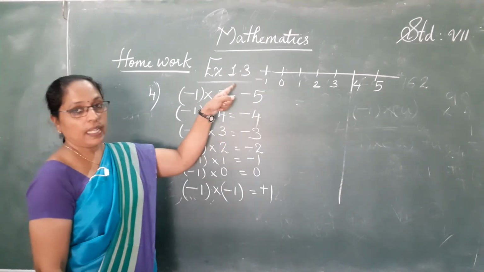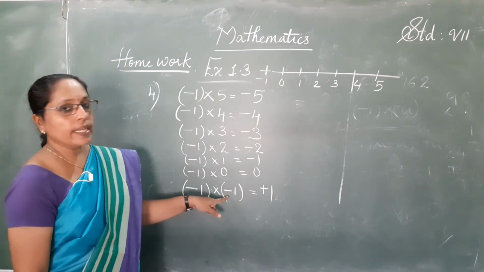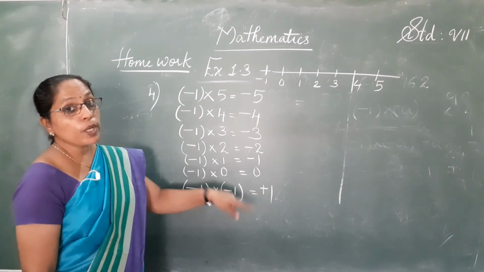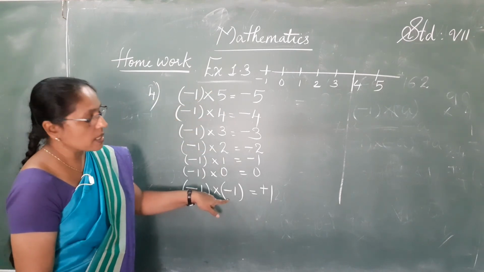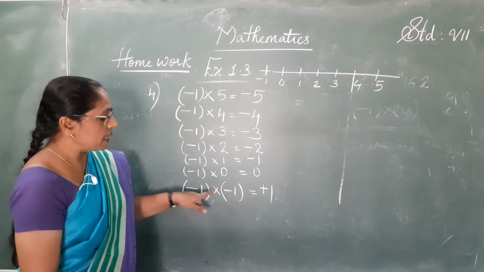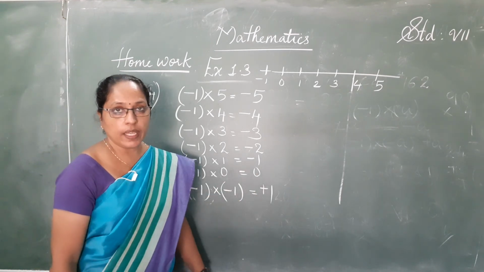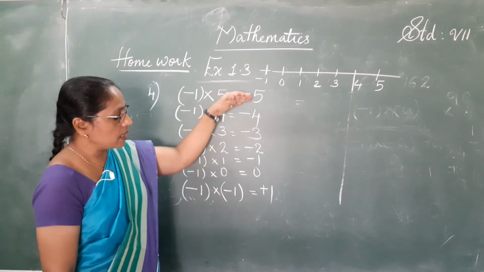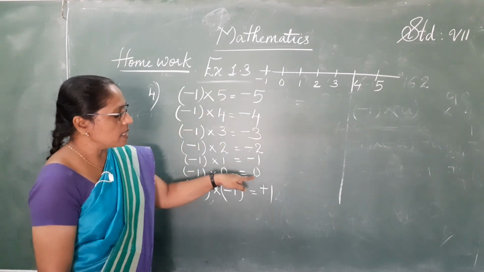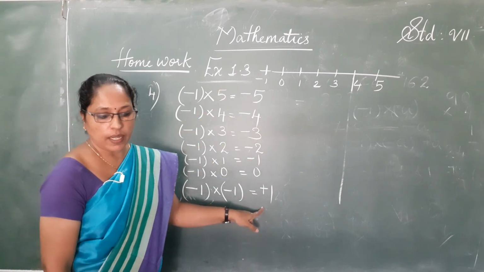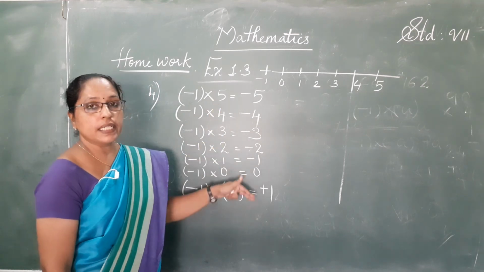Then next left, negative 1 into negative 1. It becomes positive. Because all these were positive, now it is changed to negative. So two negatives make positive. That is the pattern we have seen to reach from the negative answer to 0 and then to the positive answer. So this has completed our homework.